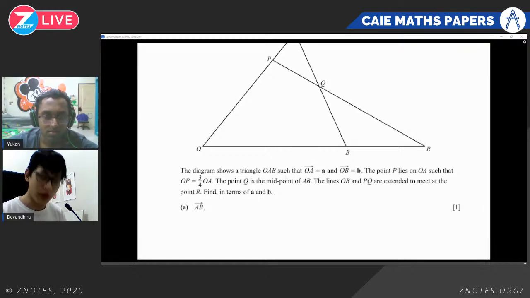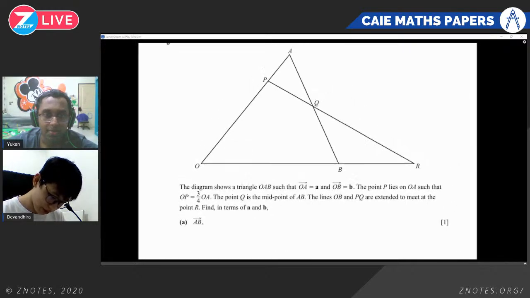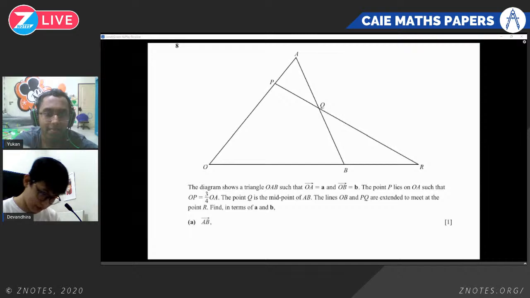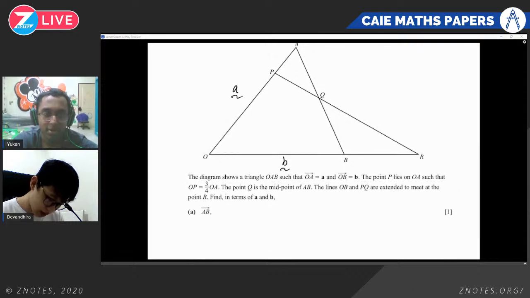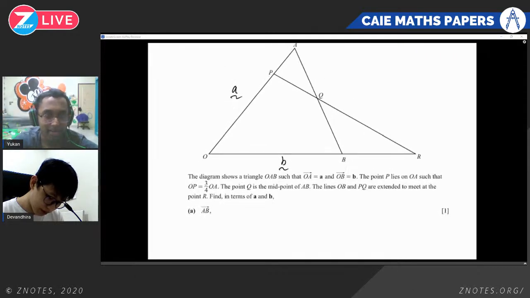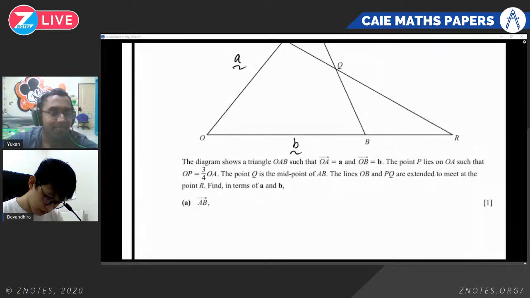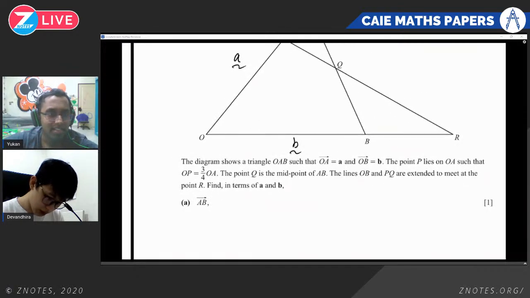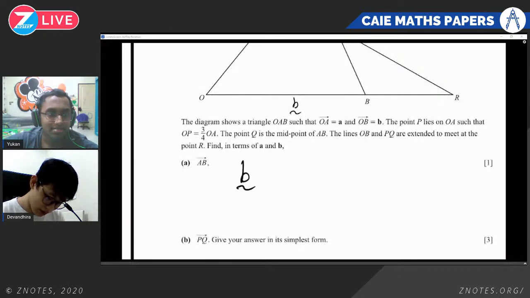So how can we do that? You have the vector from O to A and from O to B, so you can connect them. From A to O, it's negative A. And from O to B, it's positive B. So negative A plus B is just B minus A. That's something you can write down as working. So we have B minus A.